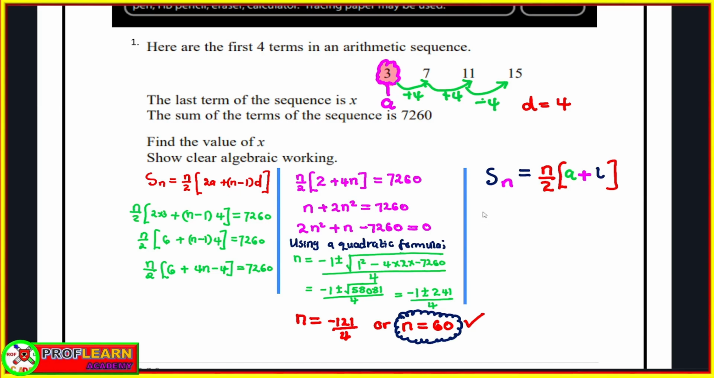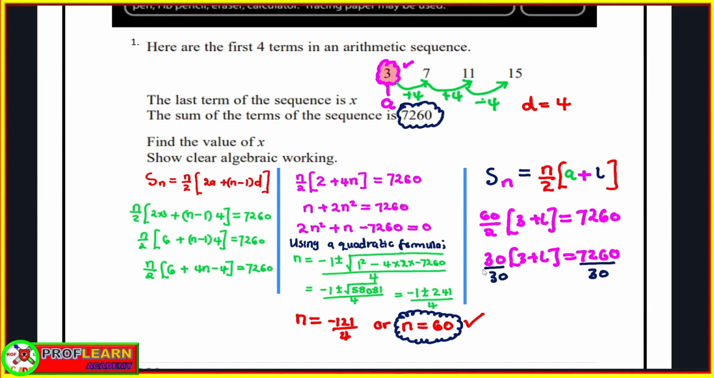So we are going to substitute what we have into the formula. 7260 at this particular point is going to translate to dividing both sides, and this cancels that, and we're going to remain with 3 plus L equals to, using our calculator, let us try to use our calculator. Now, using our calculator, we are going to get our answer as 242. So 242, taking 3 to this side.